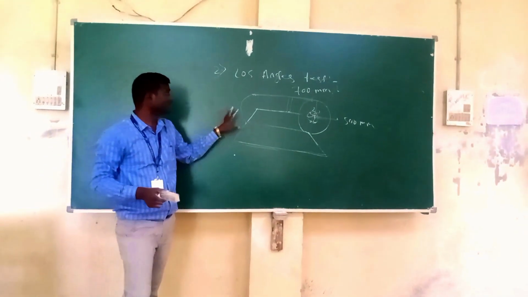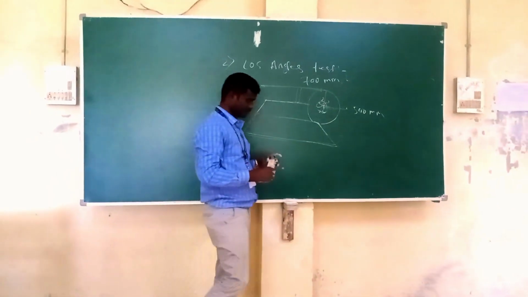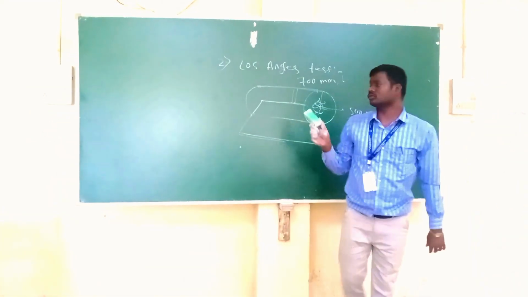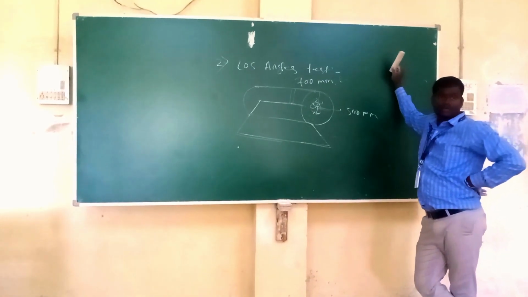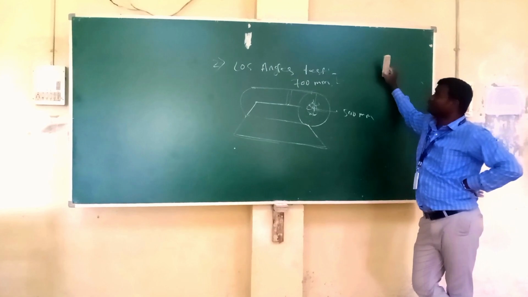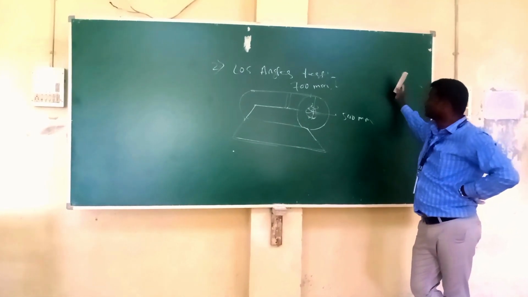These are basically the diagram of Los Angeles test machine. Okay. This test is also used in the aggregate test to find out the percentage of aggregate required for the road material. Okay.